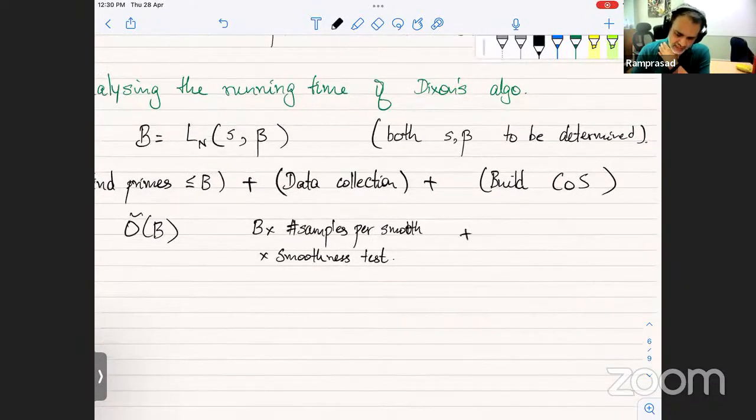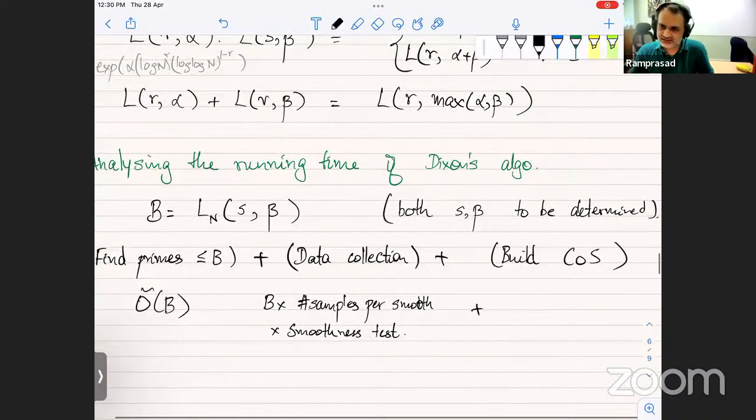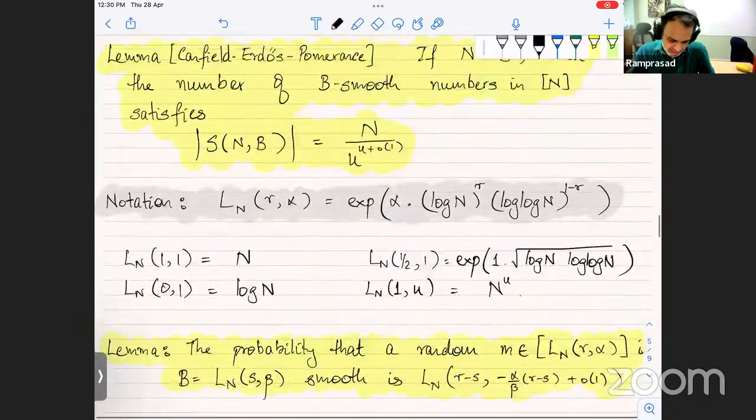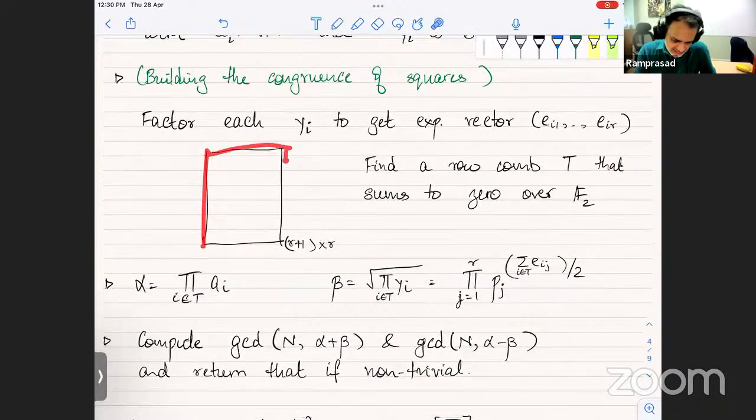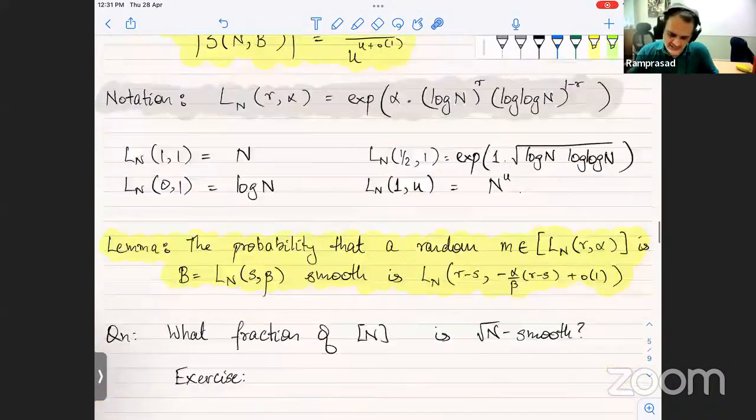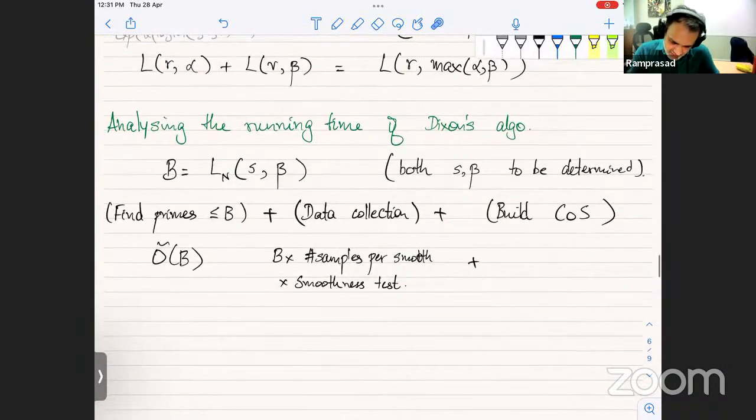Finally, how much time does it take to build the congruence of squares once you find all of these relations? That is given by this matrix. It's roughly a B cross B matrix. There are some logs involved, but I'm ignoring all of them. So how much time would it take to do Gaussian elimination on a B cross B matrix? If you don't do anything fancy, it's about B cube time. It's an n cube operation to do Gaussian elimination. So overall, this part is going to be order B cube.